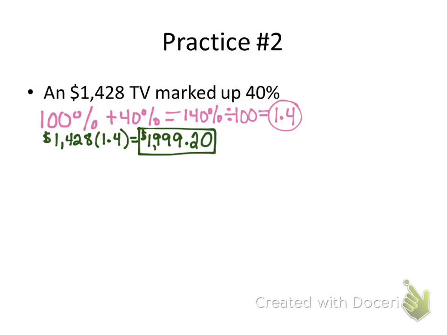I can. 1999. Tanisha. $1,999.20. Good. The reason why I called on Tanisha is because she quietly raised her hand and waited patiently.